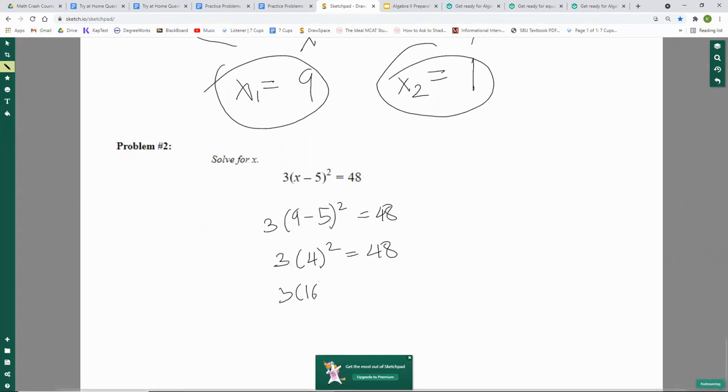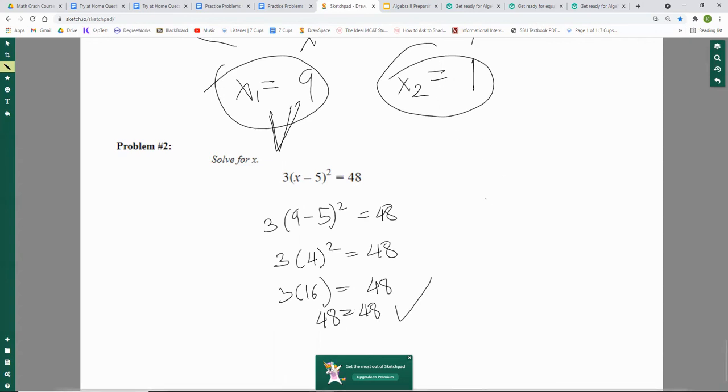Then 3 times 16 equals 48. 3 times 16 is 48, so 48 equals 48. That checks out. Now I truly believe, I really understand that x1 truly does equal 9 here. Let's see if x2 works.